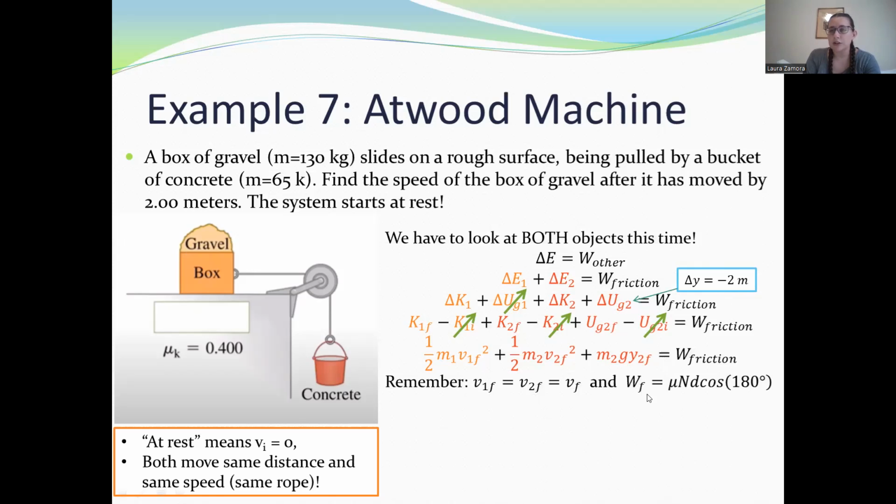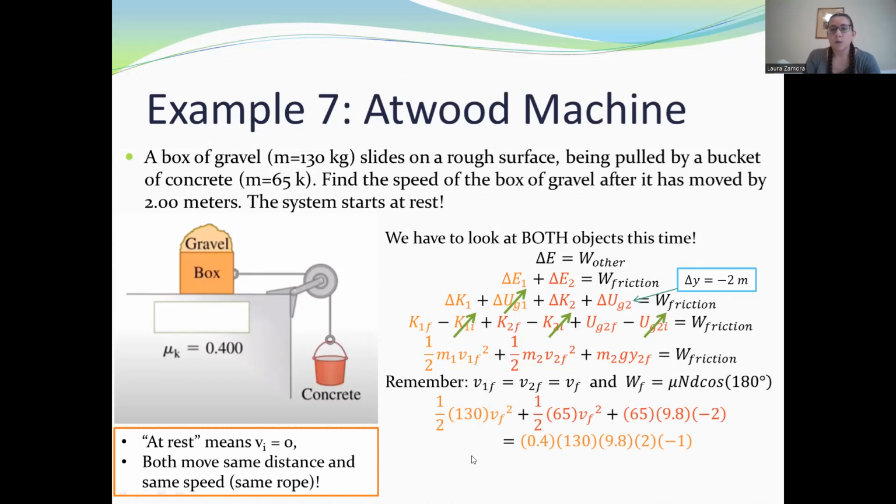The work done by friction, which we saw in the previous example, is mu, the coefficient, times the normal force, right? Mu N is how we calculate the force of friction, times the displacement, times the cosine of the angle between the force and the displacement, which is 180 degrees.